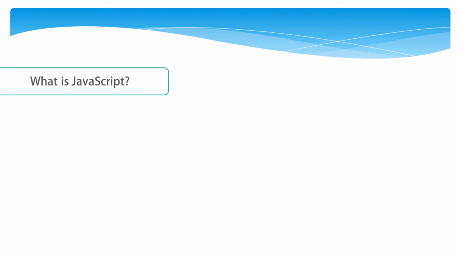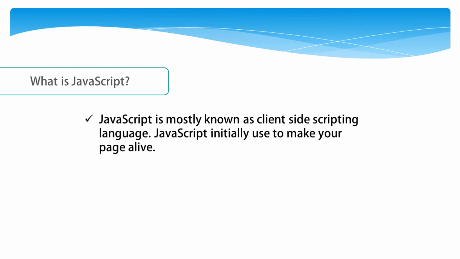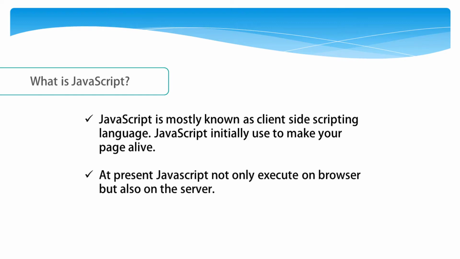If I want to simply describe JavaScript, then I will say JavaScript is a client-side scripting language that executes on your browser. JavaScript is essentially used to make your page alive. Using JavaScript, you can capture events, create animations, validate user input, and much more. But as I said, the present JavaScript not only runs on the client browser but also on the server.